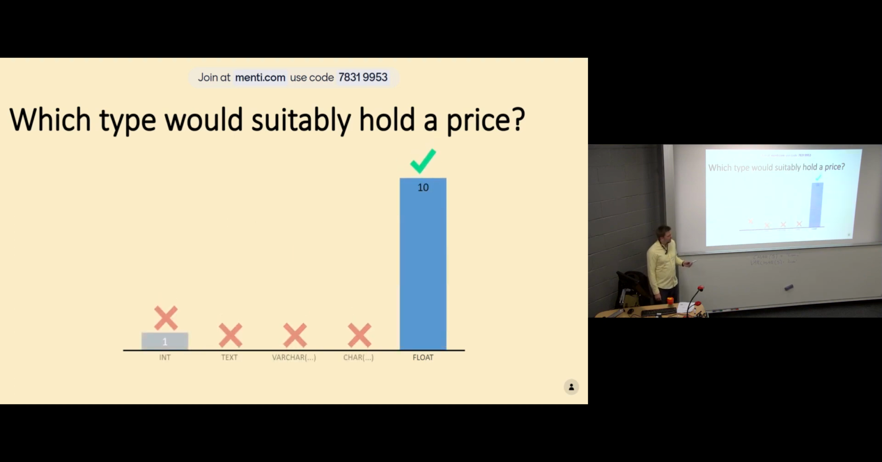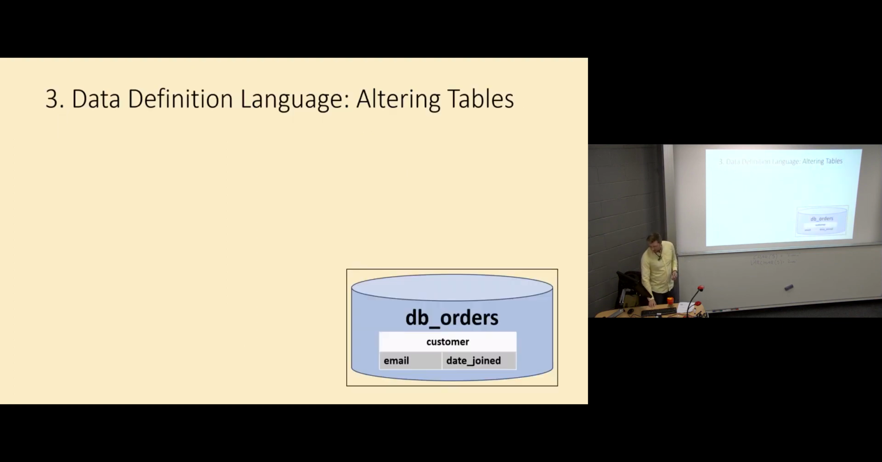Float. Brilliant. Yep, float. Why can't we use an int? Anyone? Yep. Doesn't have any decimal places. Good, doesn't have any decimal places, and 99p stores are quite famous, so 0.99, you won't be able to store that. Perfect.